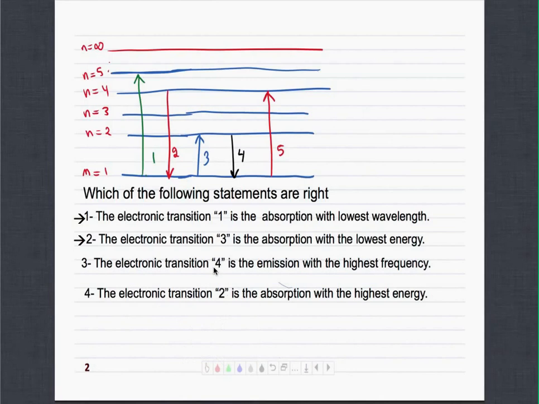The electronic transition 2 is the absorption? It's not absorption, it's emission, so 4 is wrong. So the right answer is 1 and 2. Both of those are right, and 3 and 4 are wrong.